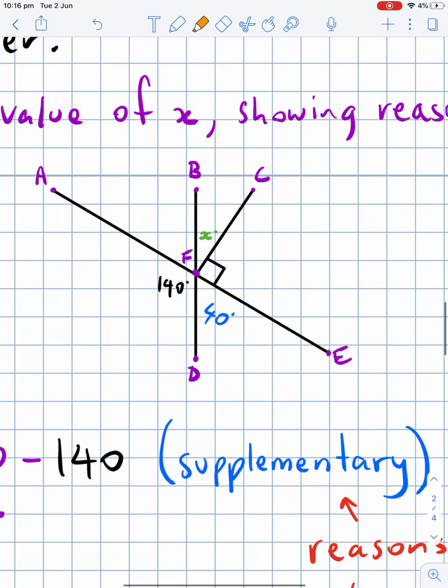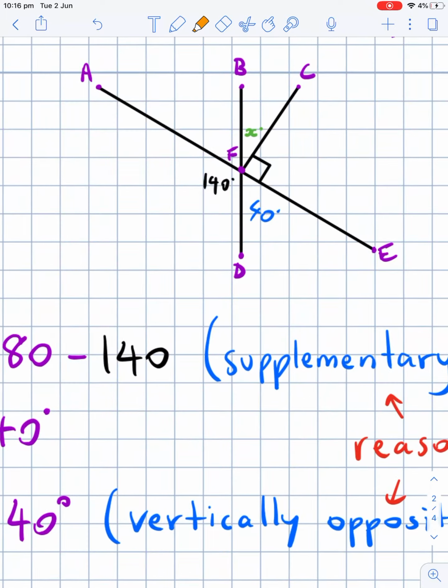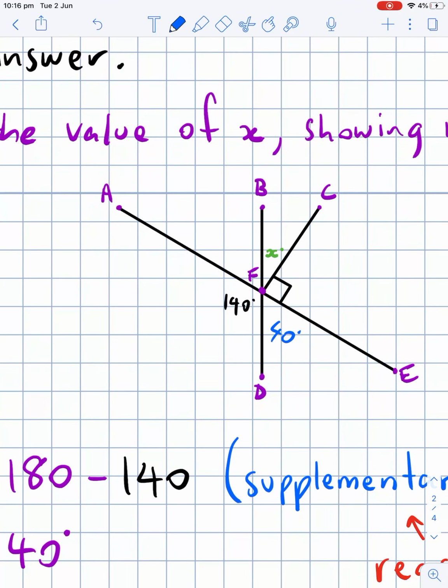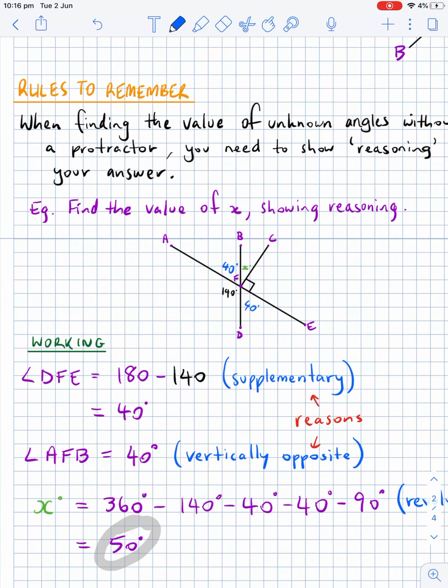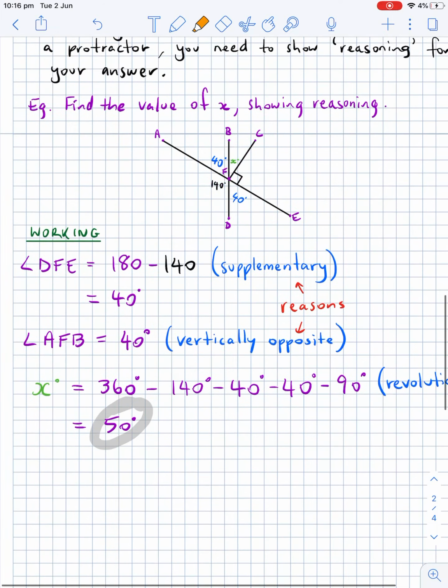Okay, next up, angle AFB. So AFB is going to be this angle right here. That is going to be equal to 40 degrees, and the reasoning is because they're vertically opposite angles. So I can put in there 40 degrees to complete my diagram as best as possible. The reason is that these two lines make a cross shape, and these two angles are equal. They're straight across from each other with that cross.